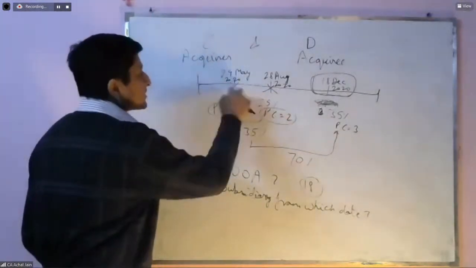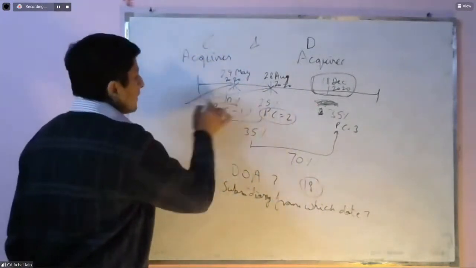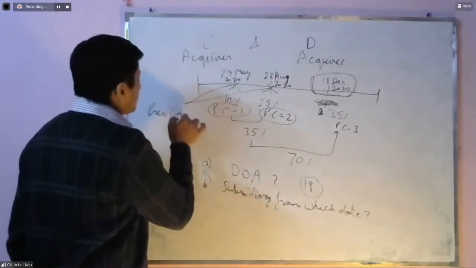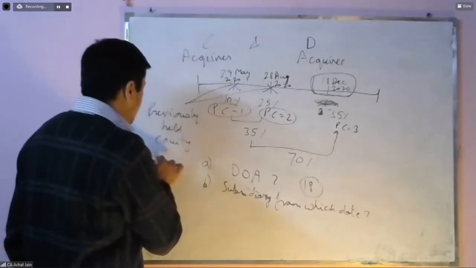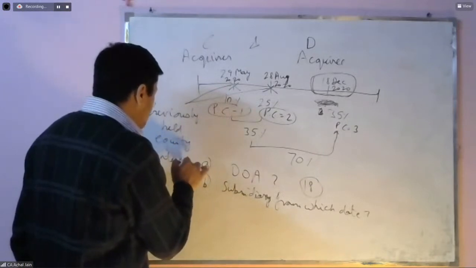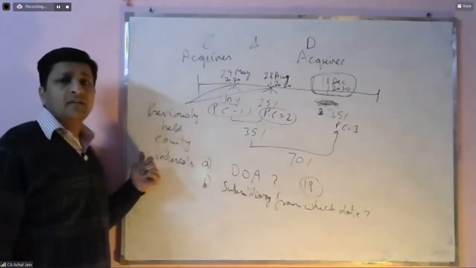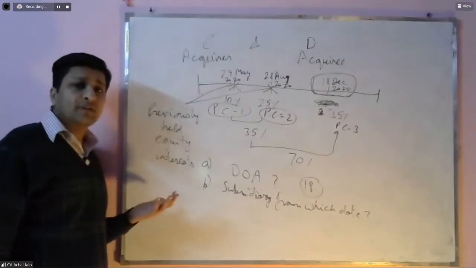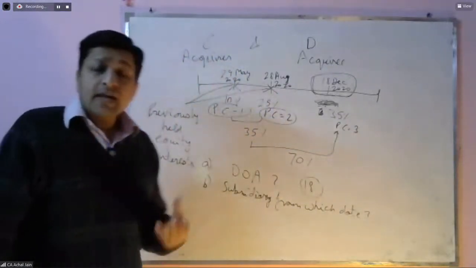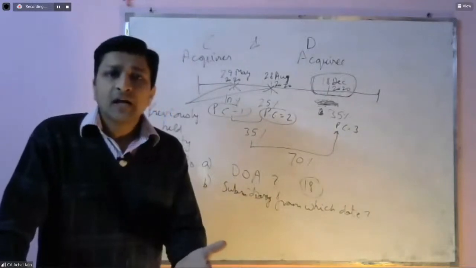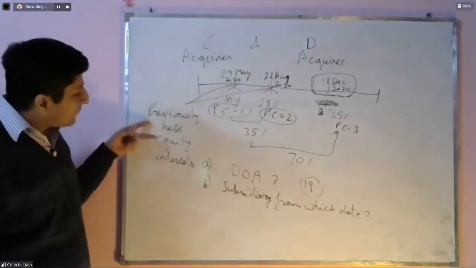These two acquisitions will be called previously held equity interests. Why? Because these are previously held interests in equity. What is interest in equity? Stake in equity. So when we do business combination accounting, these two will also be required to be considered. And at what value? At fair value. Because what is the valuation that we consider for business combination? Fair value. So these two should also be fair valued.